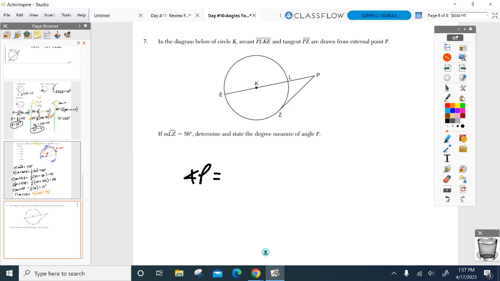Angle P, inside or outside? All right, you know how to find it. No discussion. I know it's something minus 56, because 56 is the minor there.